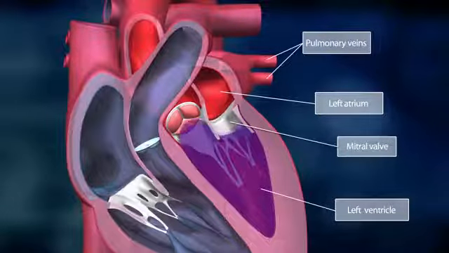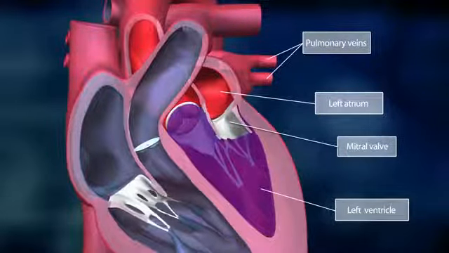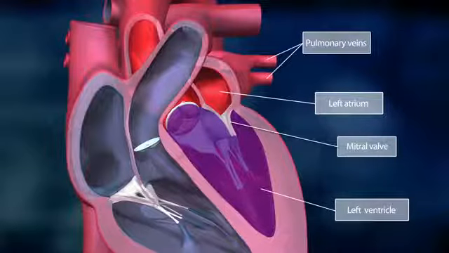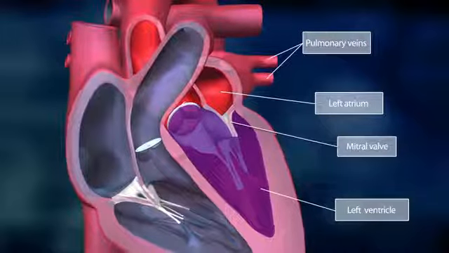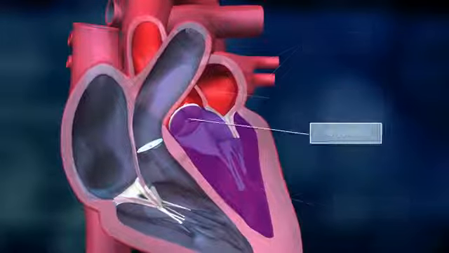As soon as the left ventricle is filled with blood, the mitral valve closes. This prevents blood from flowing back into the left atrium. Now the left ventricle contracts and the aortic valve opens.